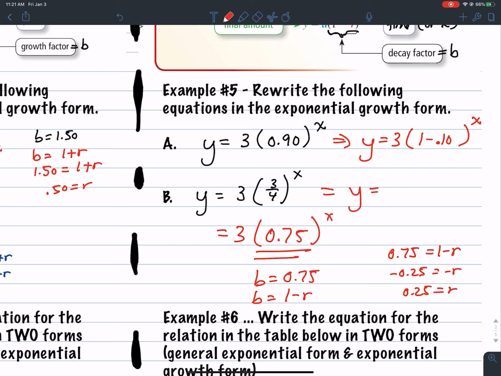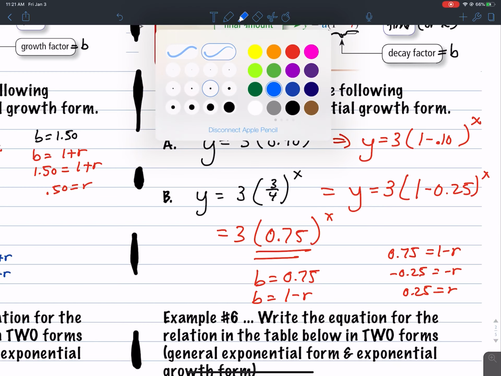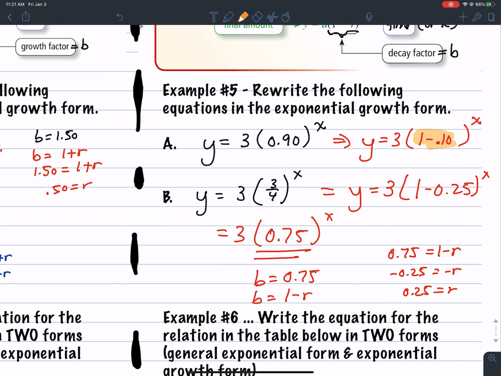So if you can't do it in your head, you can do a little math. So this would be 1 minus 0.25. So again, we're seeing that these are equivalent, right? 1 minus 0.10 is 0.90. Same thing down here, 1 minus 0.25 is 0.75.